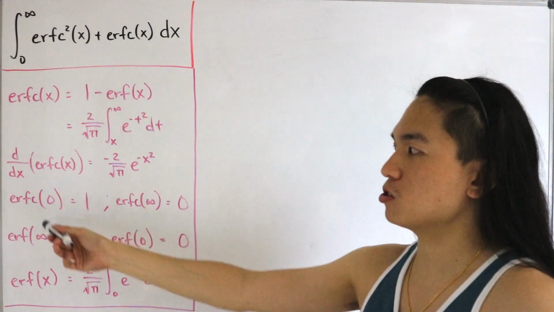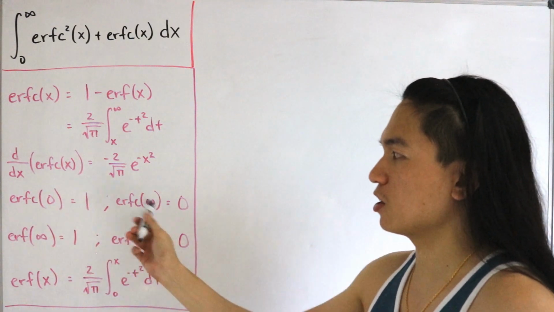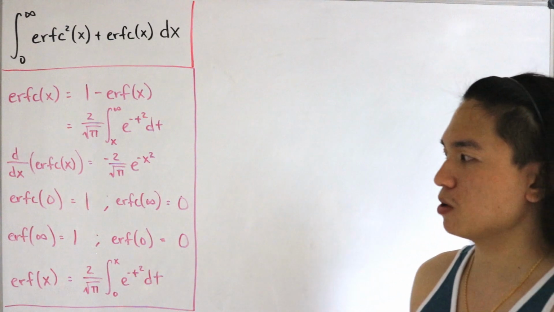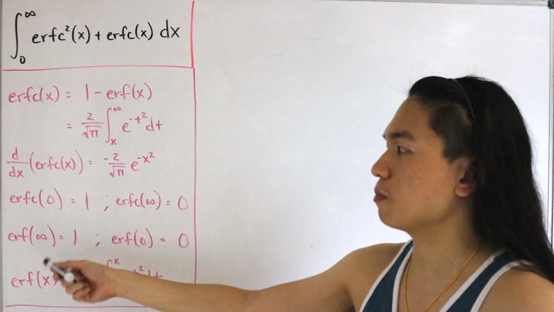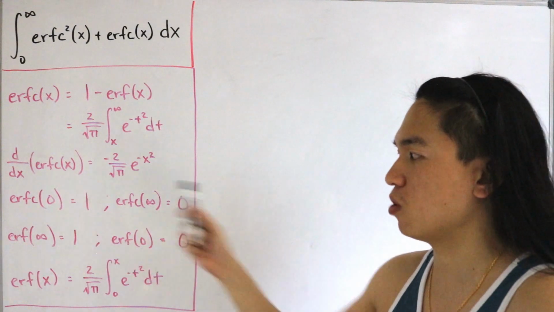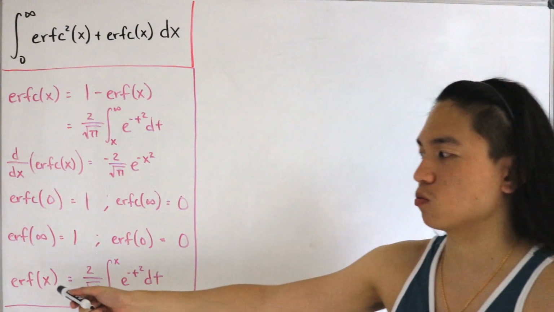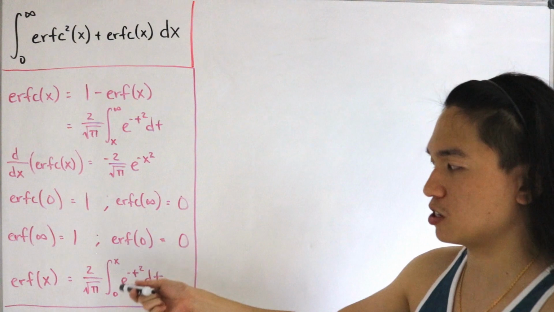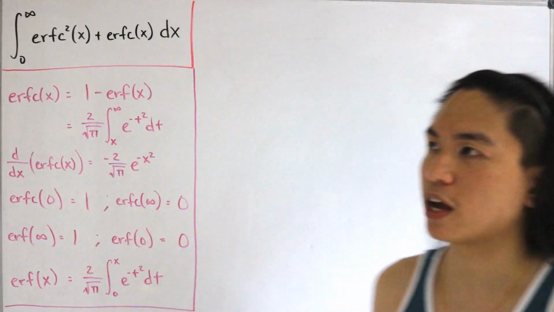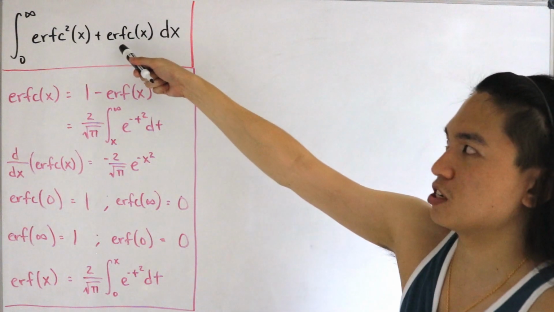And some important values: you plug in 0 and infinity, right here. If you plug in 0 you get 1, and infinity is equal to 0. To supplement this, the error function of infinity and the error function of 0 are equal to 1 and 0 respectively, and I also wrote down the definition of the error function in terms of this integral. So those are the important things we'll be using, so why don't we start by integrating this piece first.